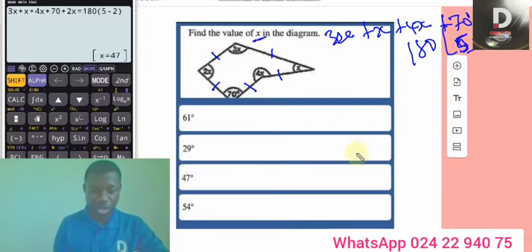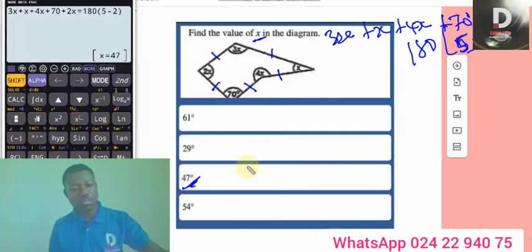47. Do you have the answer there? So objective, don't waste your time. Since it's objectives, paper 2 will be working. When we get to paper 2, we'll be working for you to see how you work it. That is what we do.